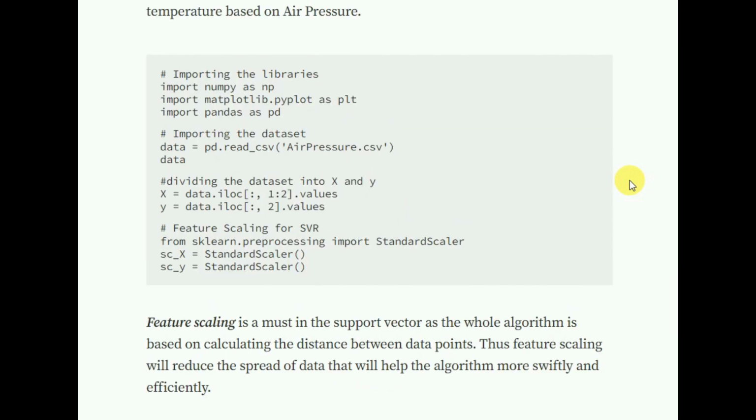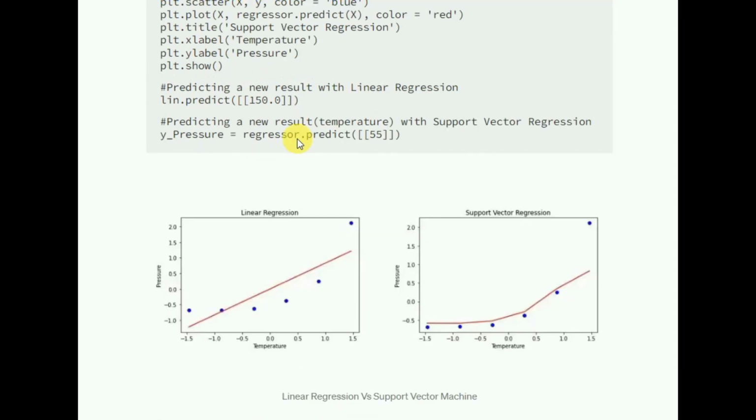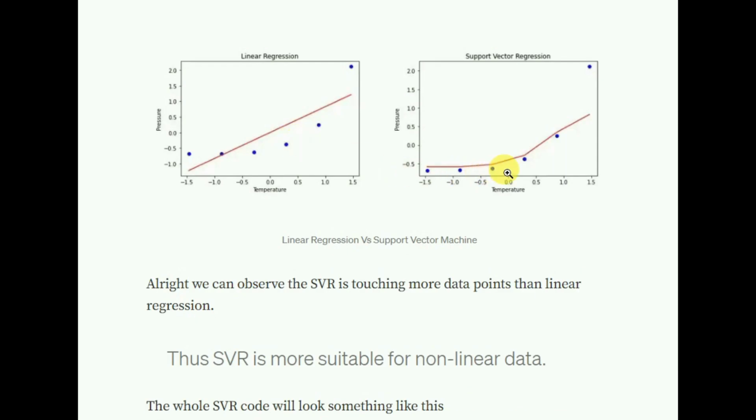Feature scaling is a must in support vector regression, as the whole algorithm is based on calculating the distance between the data points. Thus, feature scaling will reduce the spread of data, which will help the algorithm work more swiftly and efficiently. Then fit the data just like before. Visualize the results, and here we are. We can observe the SVR is touching more data points than linear regression. Thus, SVR is more suitable for nonlinear data.